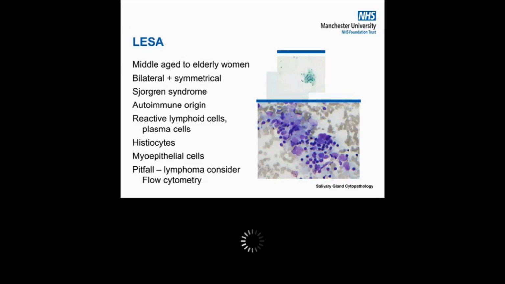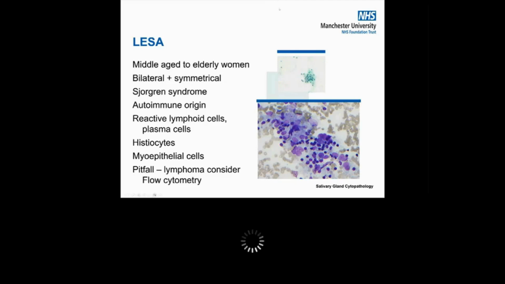The next problematic diagnosis in salivary gland FNAs is lymphoepithelial sialadenitis. So this typically affects middle-aged to elderly women and is of autoimmune origin associated with Sjögren's syndrome. The salivary glands can be affected bilaterally and symmetrically. On the aspirate, we will see polymorphous reactive lymphoid cells with plasma cells and histiocytes. The epithelial cells will percolate through the epithelial groups, forming lymphoepithelial lesions.